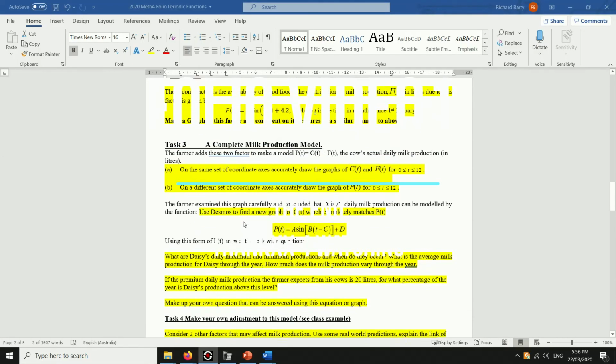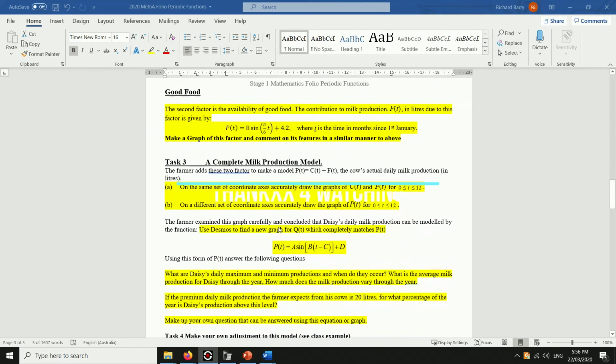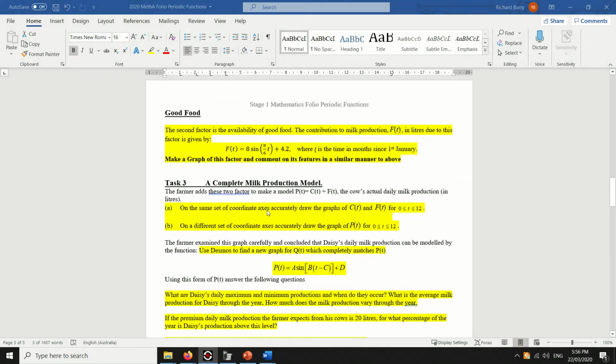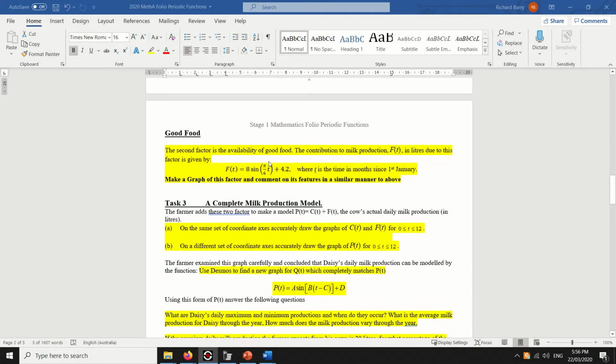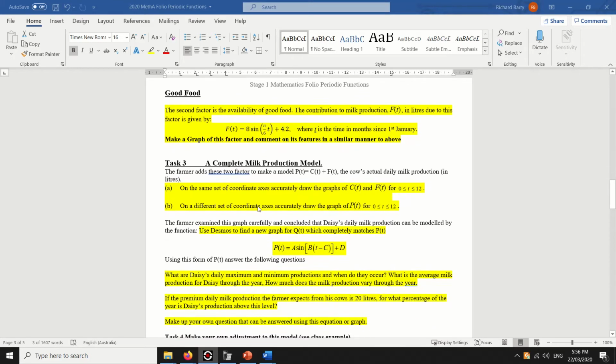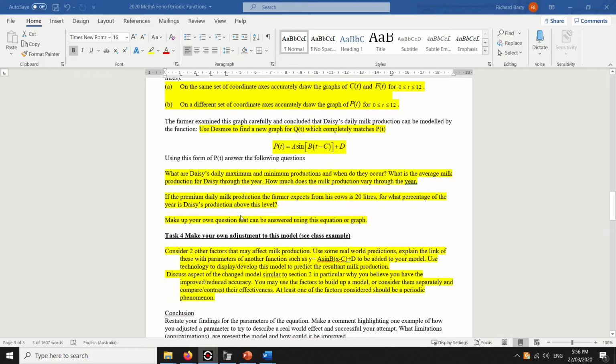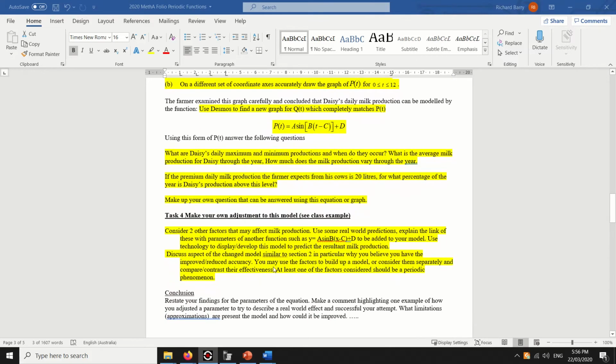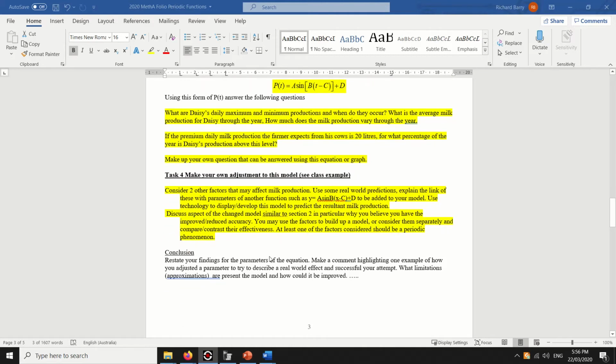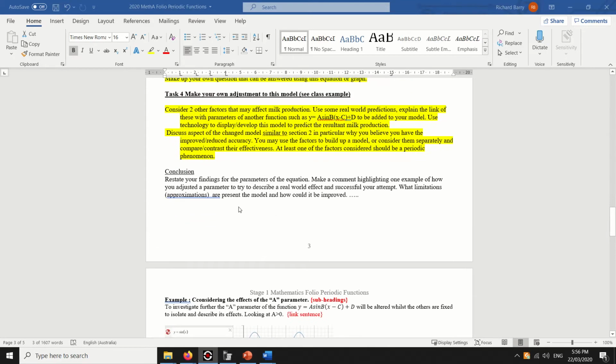We might discuss these later tasks at another point, but the idea is that once we have made this graph, we're going to add those two together, and you're going to tell me some sort of story about what's happening with the milk over the year. The major idea is that you'll add some sort of adjustment to the model. Then you'll be able to bring the folio into project form by adding an introduction and a discussion. We'll talk about that at another time.